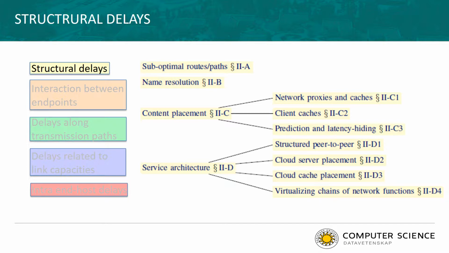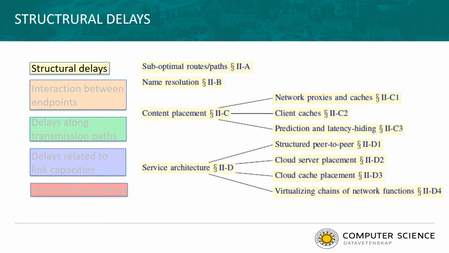Structural delays also have to do with where we place content in the network. So if we have to go far away to reach our content, this of course adds delay. Here you have techniques such as caching that are frequently used to reduce delay, and this may be applied both for using network proxies and caches in the network, or also caching at the client side. Another method to reduce the delay due to the content placement is also to predict what content you will need and actually download it beforehand.